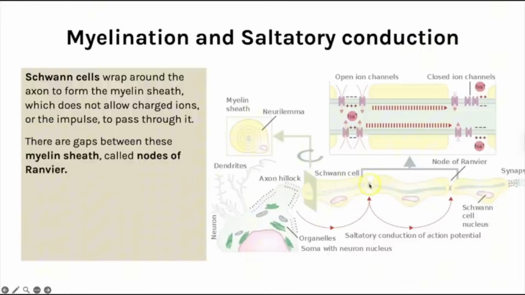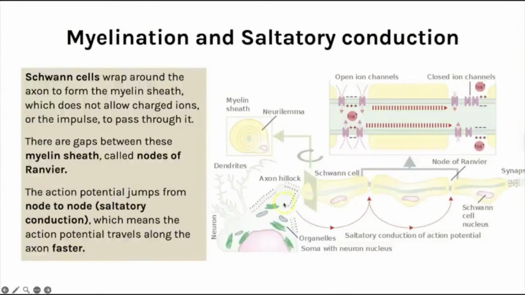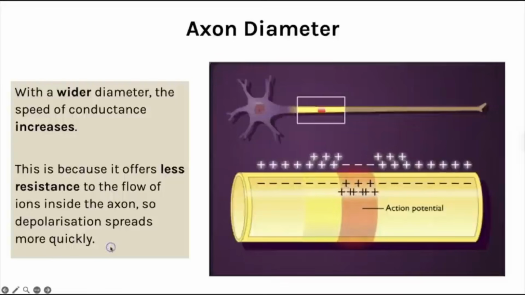So that leaves you with gaps where action potentials can be generated, known as the nodes of Ranvier. And as a result, the action potential jumps from node to node, and that is called saltatory conduction. And this is faster because that means you only have to generate action potentials at these nodes of Ranvier rather than every single position along the axon, and that is why it travels faster.